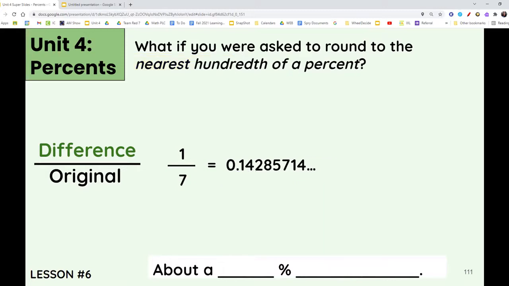What if you were asked to round to the nearest hundredth of a percent? Well, again, you have to take the decimal and make it into a percent first. I move the decimal over once, I move the decimal over twice. Now it's a percent. The hundredths place is where the 8 is. So would I keep that an 8 or would I round it up to a 9? I'd have to round it up to a 9 because the next number over is a 5. So this would be 14.29% increase.